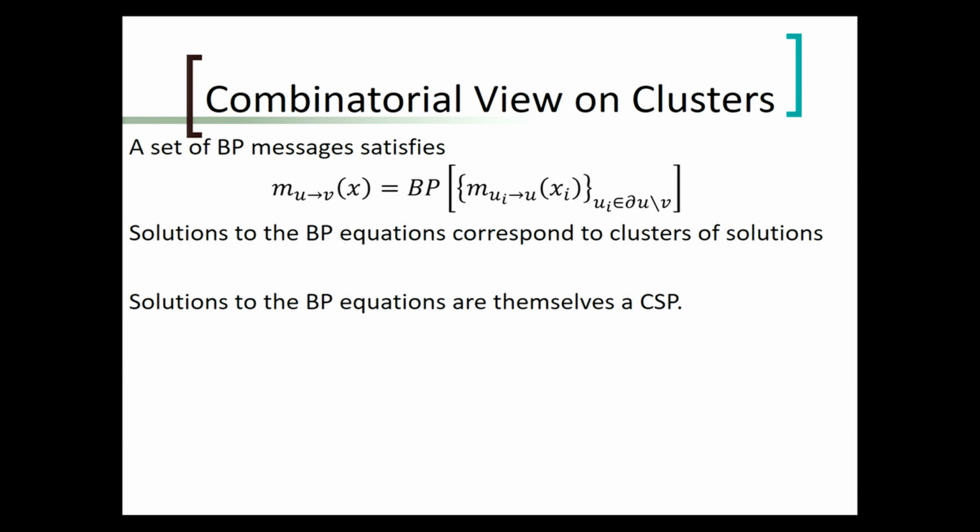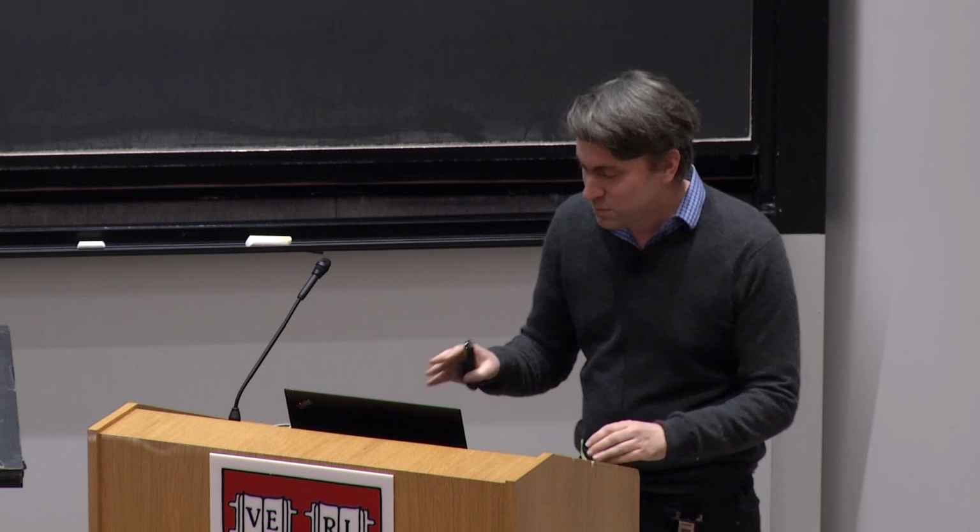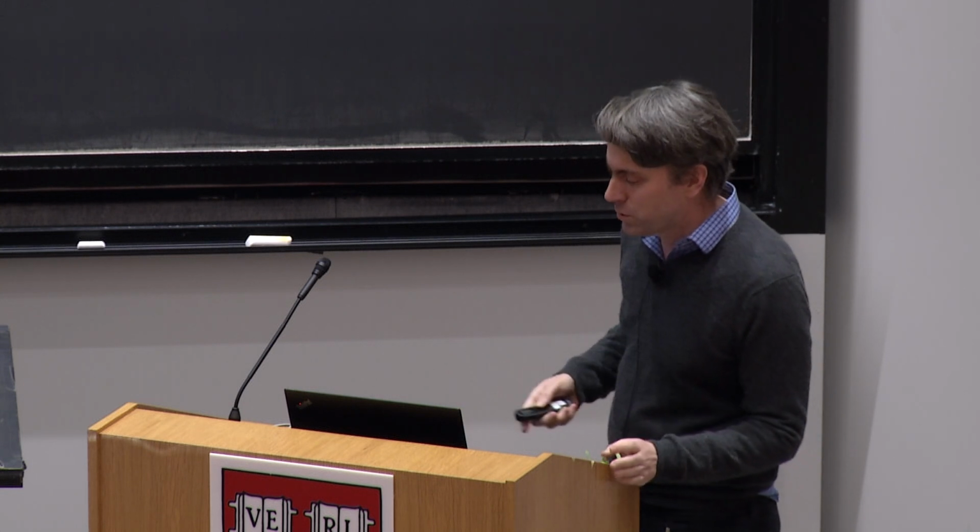So far what we've done is we started off with a constraint satisfaction problem like colorings, and then constructed a new, much more complicated looking constraint satisfaction problem, which doesn't sound like we're making any progress. It sounds like you're just making the problem more complicated. But there are some advantages.